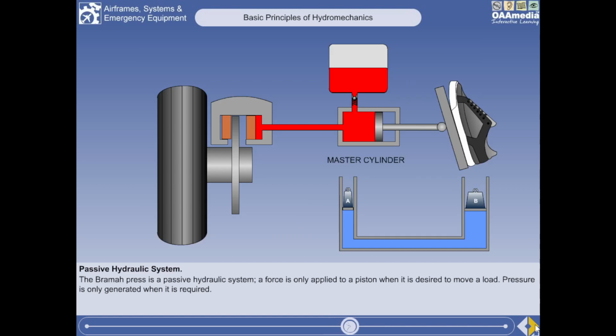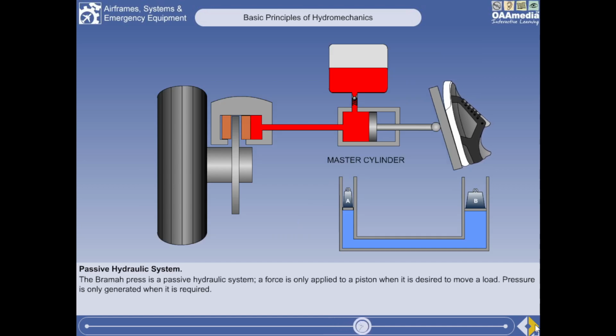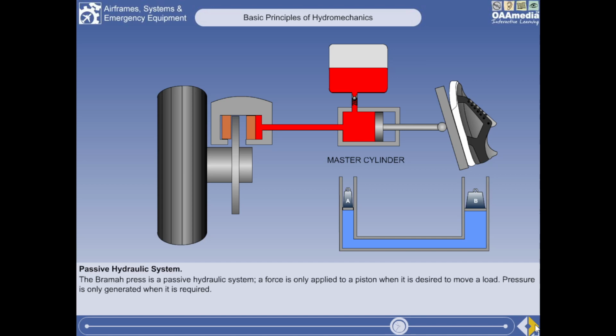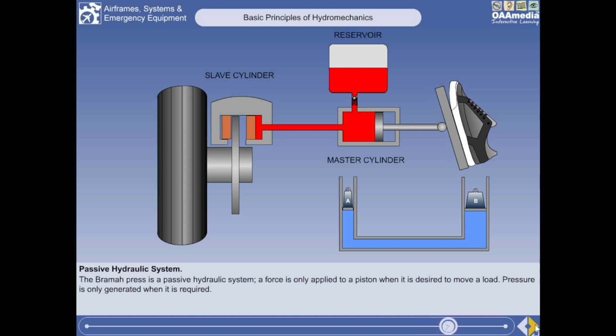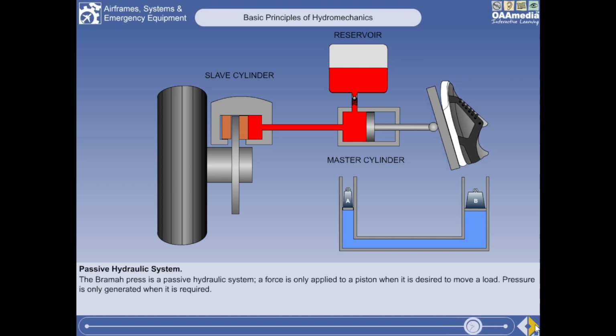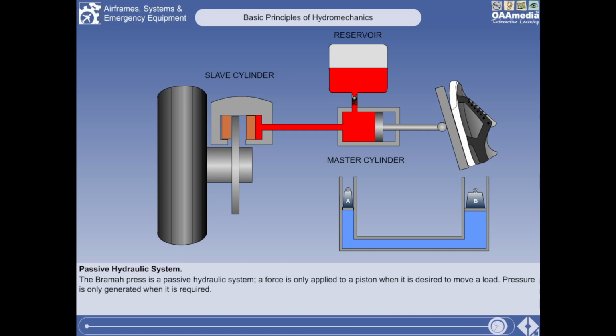A smaller example can be found in many light aircraft braking systems. Here, piston A in the press is replaced by the master cylinder, the force being produced by the pilot's foot on the pedal. Piston B is now the slave cylinder. You will notice that we have added a fluid reservoir. This is there purely to keep the system topped up in case of minor leaks.